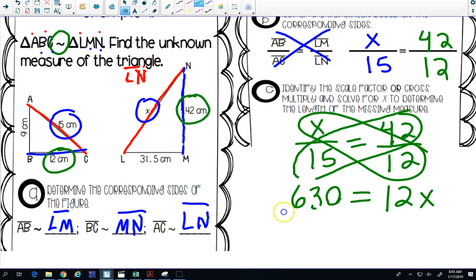And then I'm going to divide both sides by 12. Oh no, this is not good. Yeah, 630. So if I divide those, you get x equals what? 5.25? 525? 630 divided by 12? 52.5.